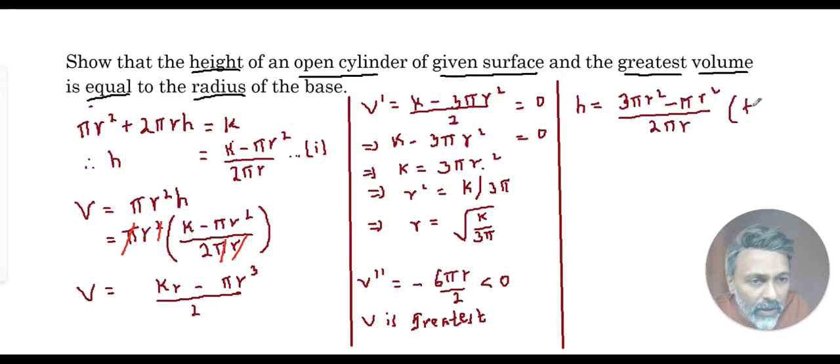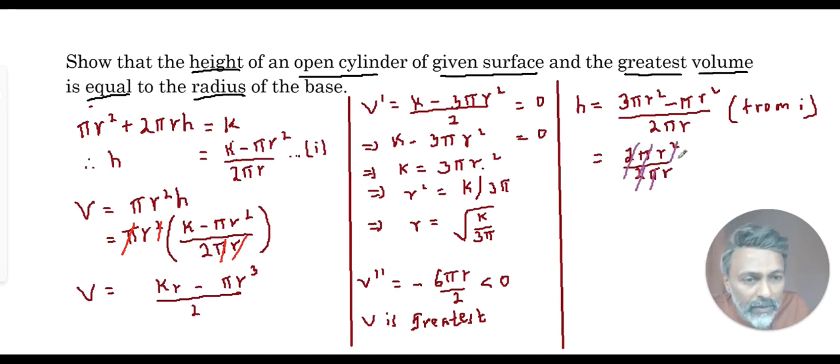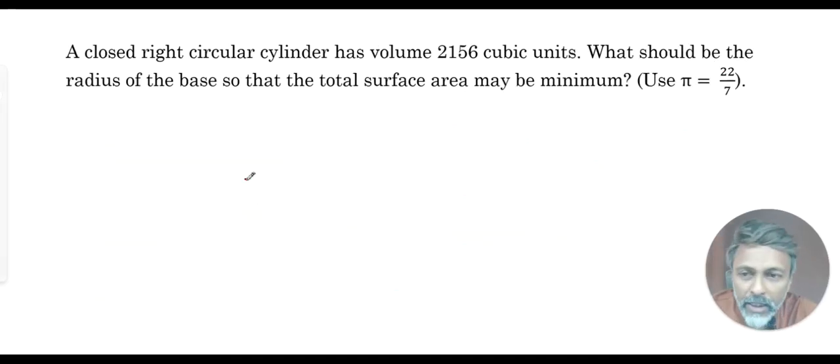Let's write here from equation 1, it is equal to 2 pi r square divided by 2 pi r. We have a cancellation of common factors. 2 is gone, pi is gone, even one factor of r is gone, and we are gradually reaching our desired result. Therefore h is equal to r. That is what we were asked: prove that the height of the cylinder is equal to the radius of the cylinder for maximum volume. Taking up one more.